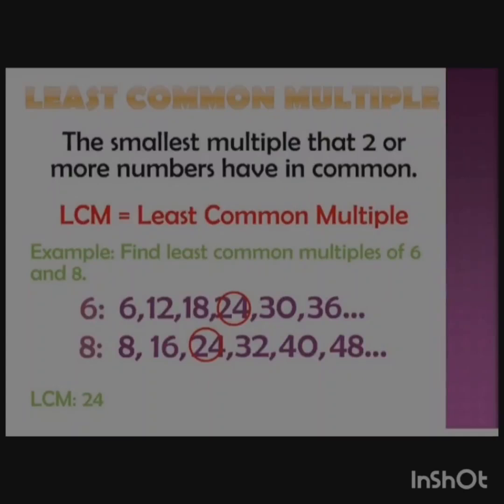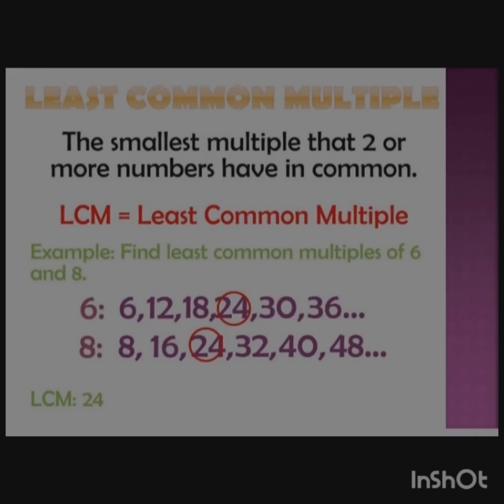Taking a look at least common multiple, that's called LCM, is comparing the multiples of two numbers or three numbers. It is the smallest multiple that two or more numbers have in common. So LCM is the least common multiple that two numbers, or three numbers, or four numbers have in common. Now let's look at this example.